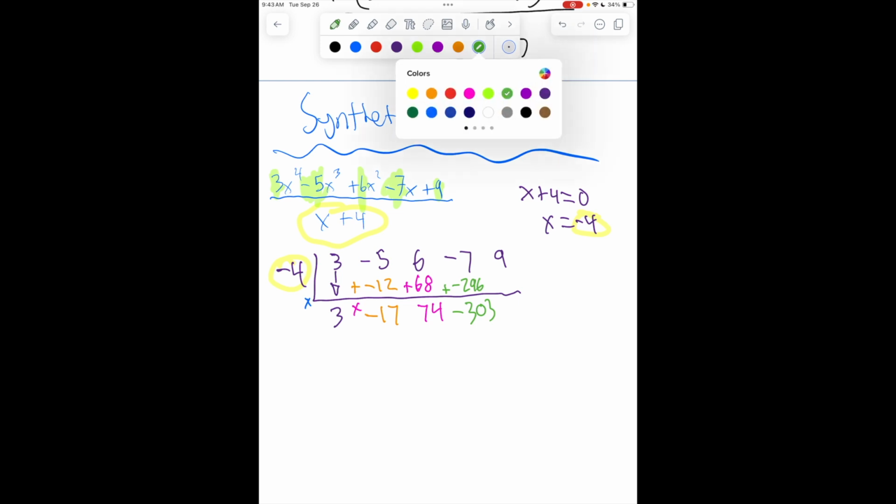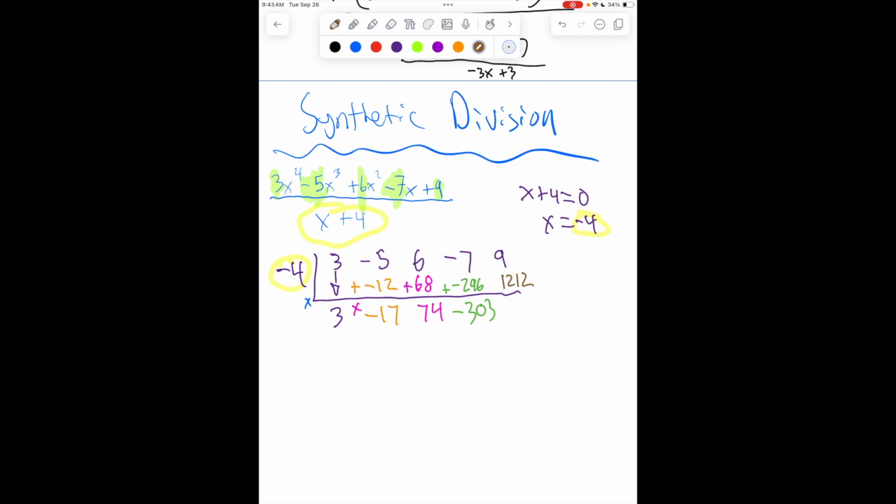Then my final step: -303 times -4 gives me 1,212. When I add those two up, I get 1,221. So this gives me the coefficients to the problem that I'm trying to solve.